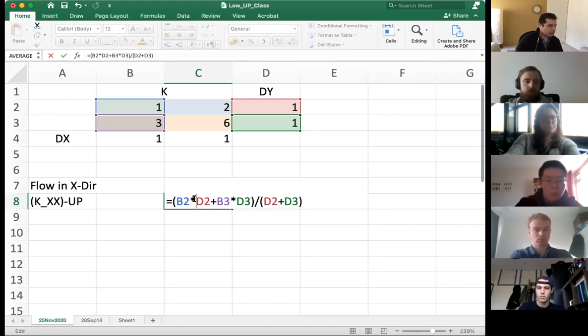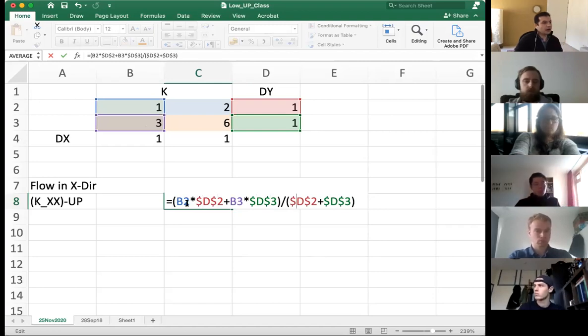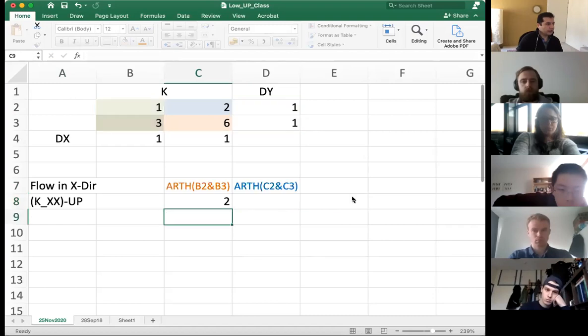I can make sure that this has a dollar sign. If I put a dollar sign, Excel would freeze these D2 and D3, because then I can simply copy the same formula to the next cell. If it doesn't work, then it doesn't work, but I try to see if I can freeze this with Excel. So the B2 and B3 permeabilities are simply used and arithmetically averaged. Okay, let me enter.